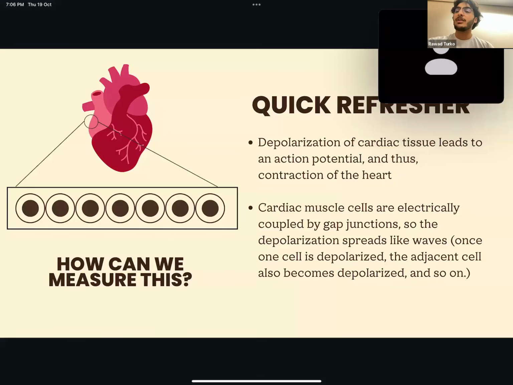Now, I can't really point because this is Canva, but let's say I depolarize this first cardiac muscle cell in this lineup. I take a little taser and I just zap this first one. What's going to happen to the next one? What do you guys think?